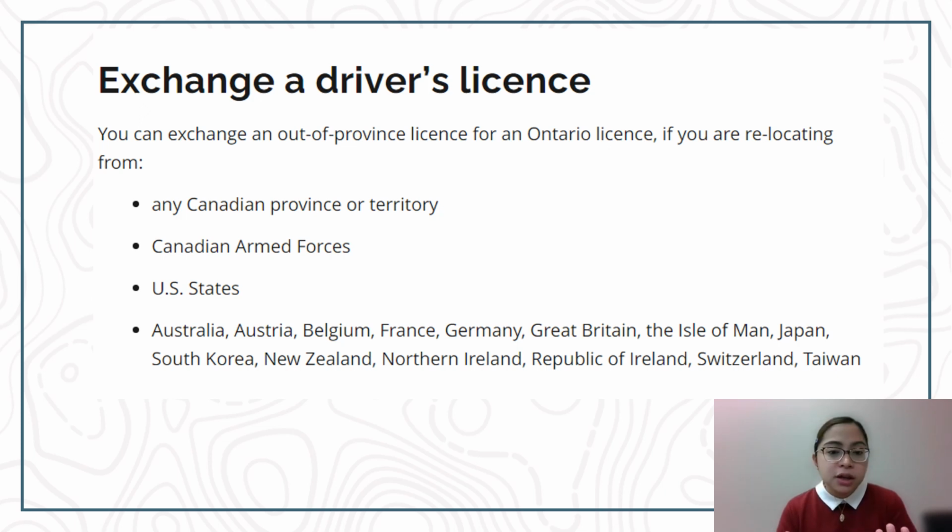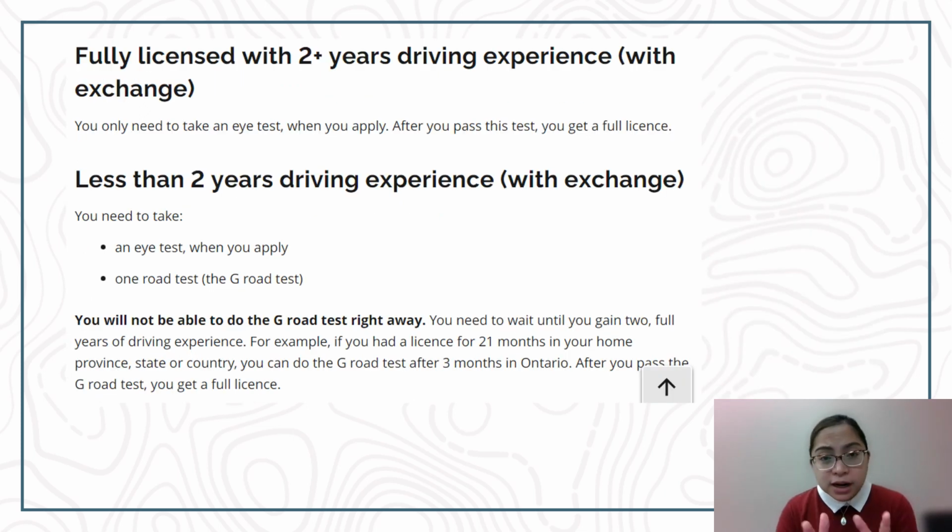So listen carefully. If you're from Australia, Austria, Belgium, France, Germany, Great Britain, the Isle of Man, Japan, South Korea, New Zealand, Northern Ireland, Republic of Ireland, Switzerland, and Taiwan, if you already have 2 years of driving experience and you came from all those countries, you just need to take an eye test. After you pass this test, you get a full license, a G license. So that is so easy and fast.